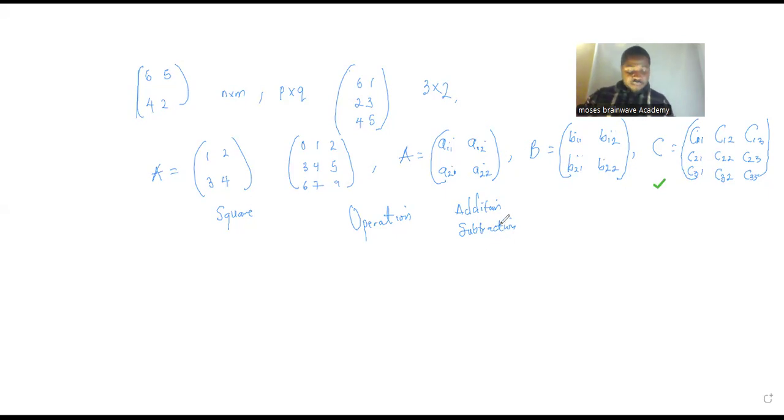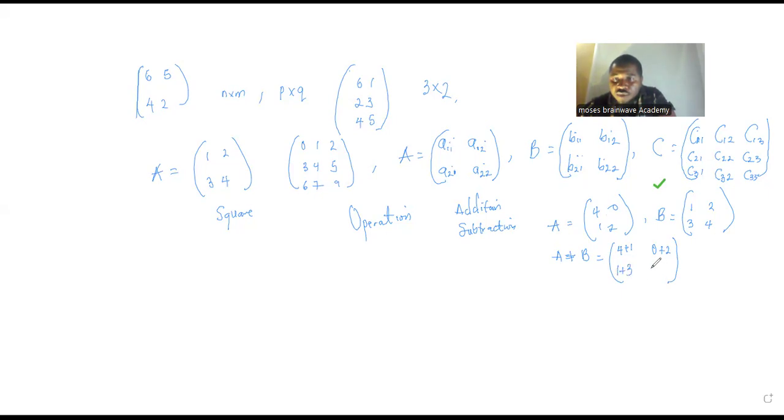So for example, we have this matrix here. If matrix A is 4, 0, 1, 2, and matrix B is 1, 2, 3, 4, then A plus B is going to be 4 plus 1, 0 plus 2, then 1 plus 3.